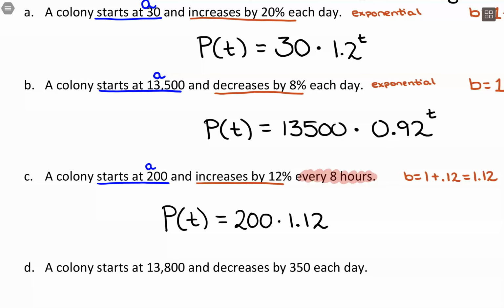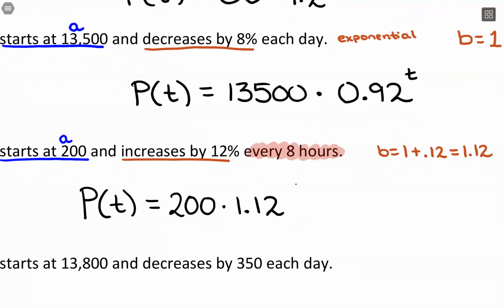But now in my exponent, I want to change things a little bit. So usually I just put t. So the idea being, if t is representing the number of days, if it's been 1 day, I would plug in 1 here, and I'm taking 112% of 200. However, this is occurring every 8 hours.